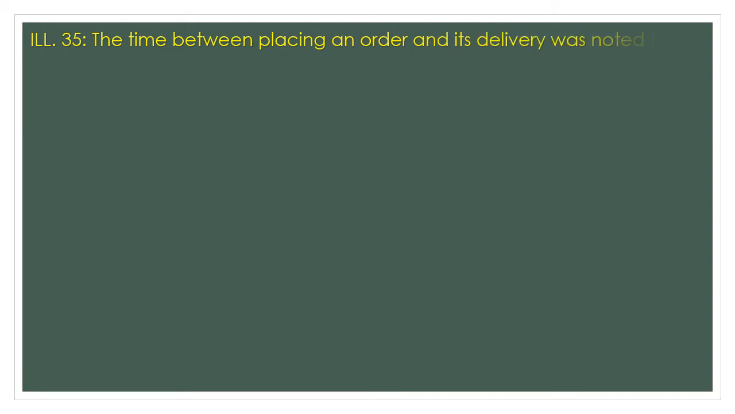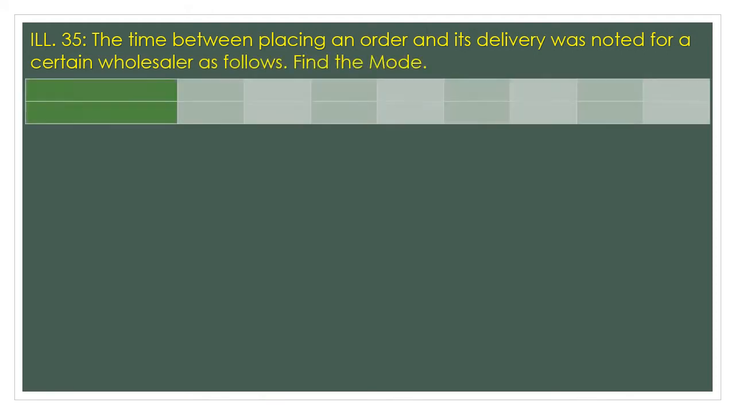Illustration 35. The time between placing an order and its delivery was noted for a certain wholesaler as follows. We have to find the mode. Now, the empirical method is not always mentioned in the question. Rather, we have to find it out from the given data. Let's take a look at the data here. The time is in classes.